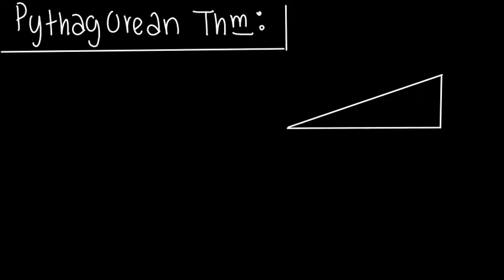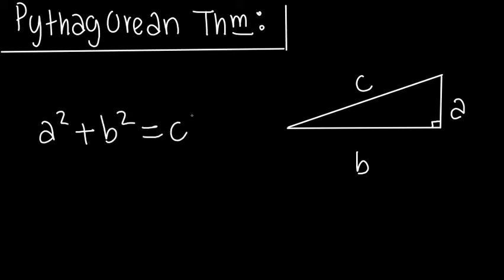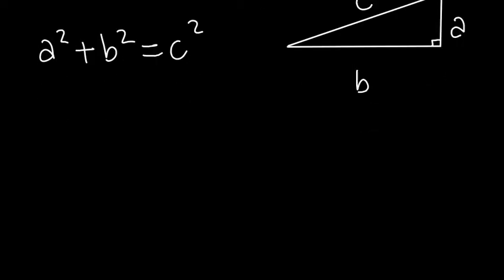Say we have our triangle right here. It's a right triangle, and we have the values A, B, and C. C is our hypotenuse. So how can we link these three side lengths together? The Pythagorean theorem states that a squared plus b squared is equal to c squared. And we'll be proving this theorem in this video. So how can we prove the Pythagorean theorem?